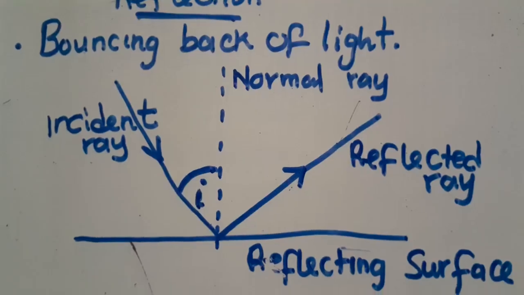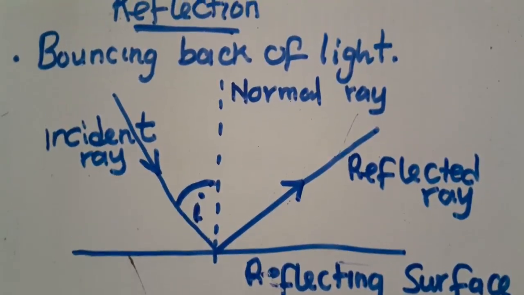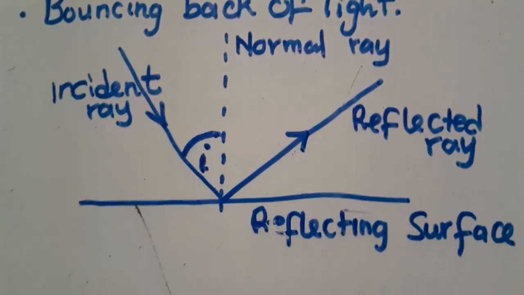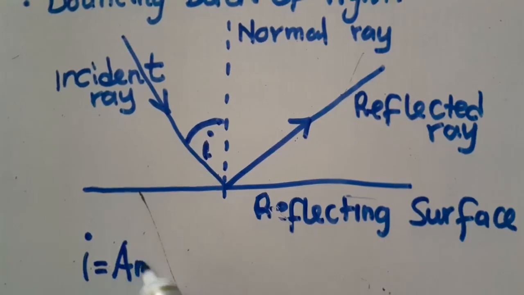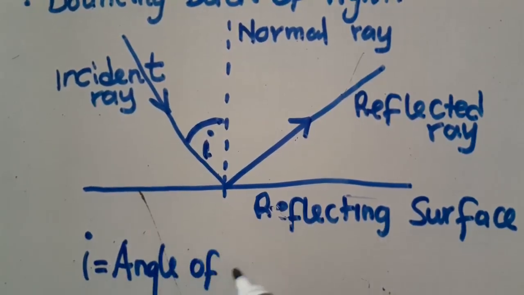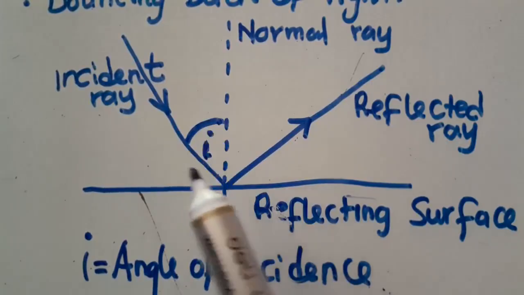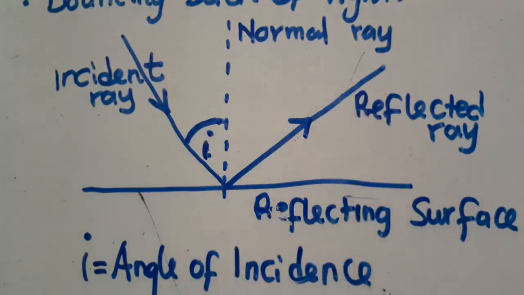I want you to understand this very well and get the full information. I have said that we've got I there. That one is called the angle of what? We call it the angle of incidence. So what is an angle of incidence? It is the angle between the incident ray and the normal ray.